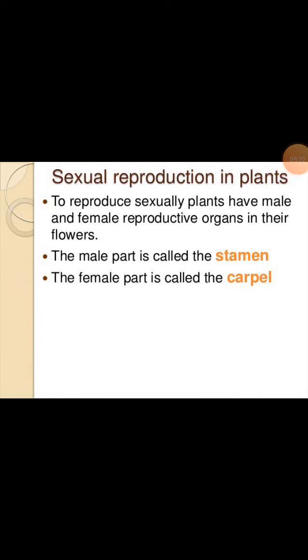To reproduce sexually, plants have male and female reproductive organs. The male part of the flower is called the stamen, otherwise the androecium. The female part of the flower is called the carpel or pistil, otherwise called the gynoecium. So the flower is a very important organ mainly involved in sexual reproduction.